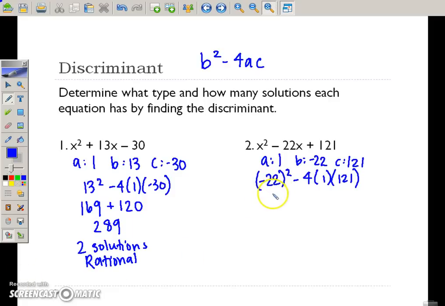Remember, b squared is always going to be positive, because a negative squared is a positive and a positive squared is a positive. 22 squared is 484. Negative 4 times 1 times 121 is also 484. And 484 minus 484 is 0. So we know that we have one solution because our discriminant is 0. And because we only have one solution, it's always going to be rational.